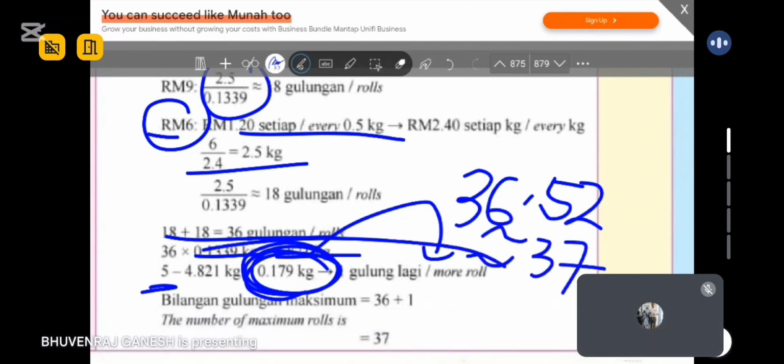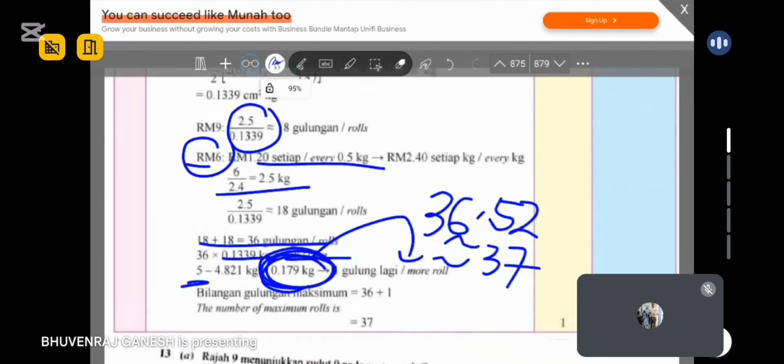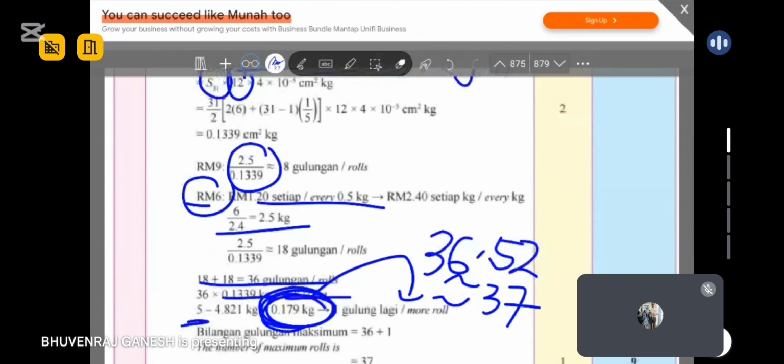Am I right? So this is the concept being explained here. Itu adalah konsep dia. 36.52, you just round off so that you get a whole number. And they also say the word maximum. Maximum means you must get the largest value possible. Nilai yang tertinggi. Okay, guys? Clear? Soalan 12?